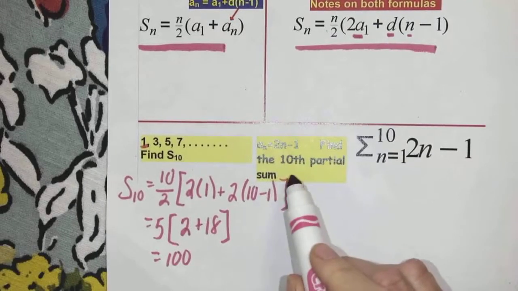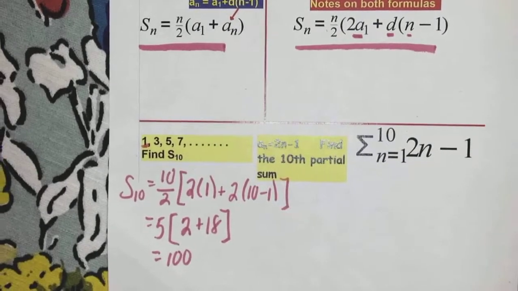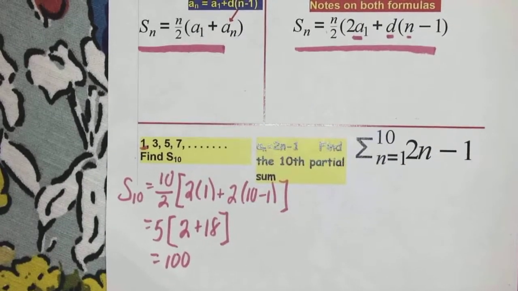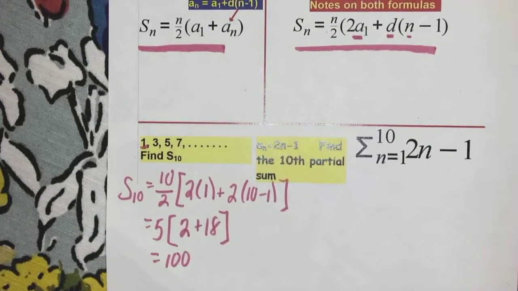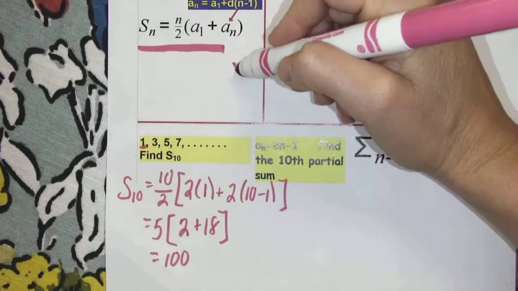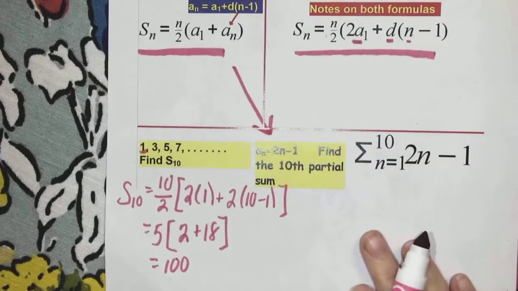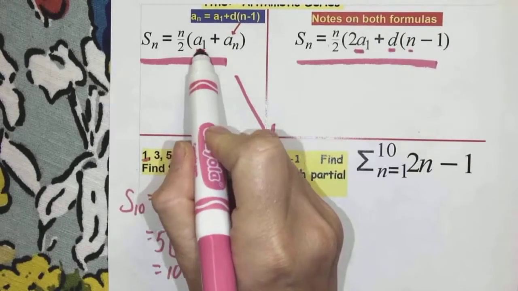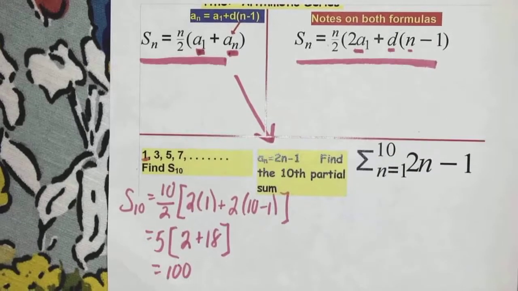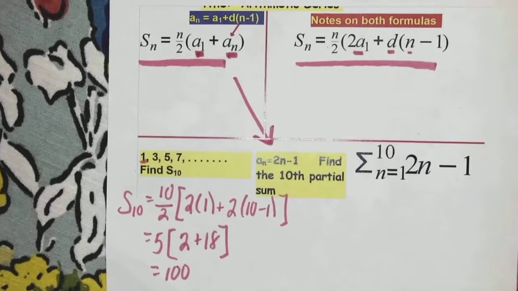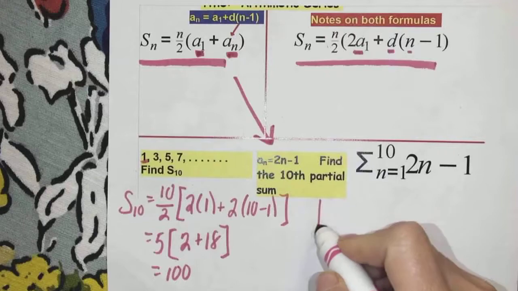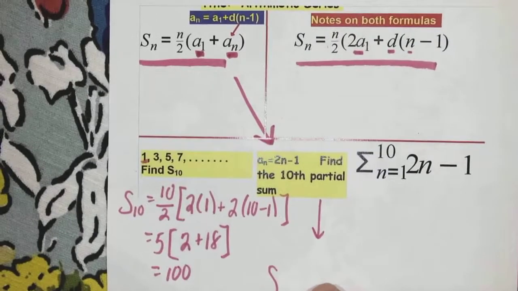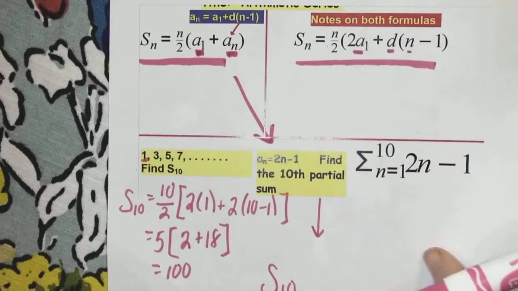This says find the 10th partial sum. So again, we are trying to find the sum of the first 10 numbers. I could list them all out and add them all up, or maybe this time I'd like to use this formula, since it would be pretty easy to find the first term and the last term, which in this case would be the 10th, because I want the 10th partial sum. So if I'm doing this problem, I would do the sum of the first 10 numbers.